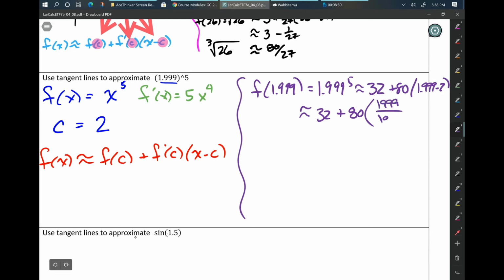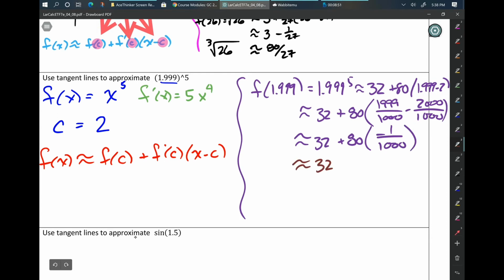1.999 is 1999 over 1,000, minus 2, so that's 2,000 over 1,000. So that's going to be 32 plus 80 times negative 1 over 1,000. That's 32 minus 8 over 100. So that's 31.92. 32 minus 8 hundredths, 31.92.